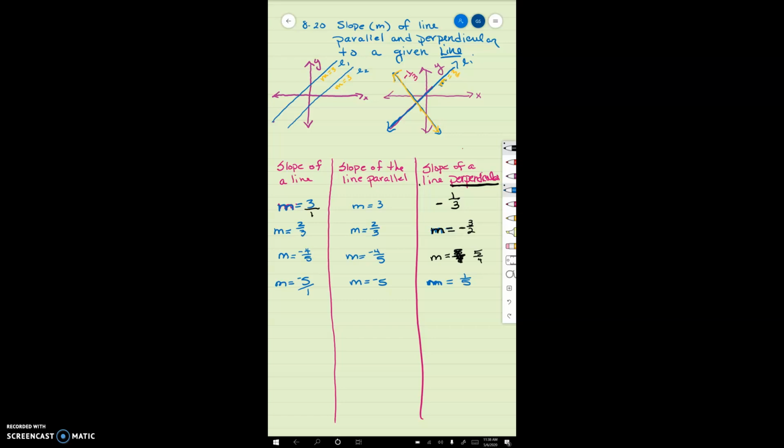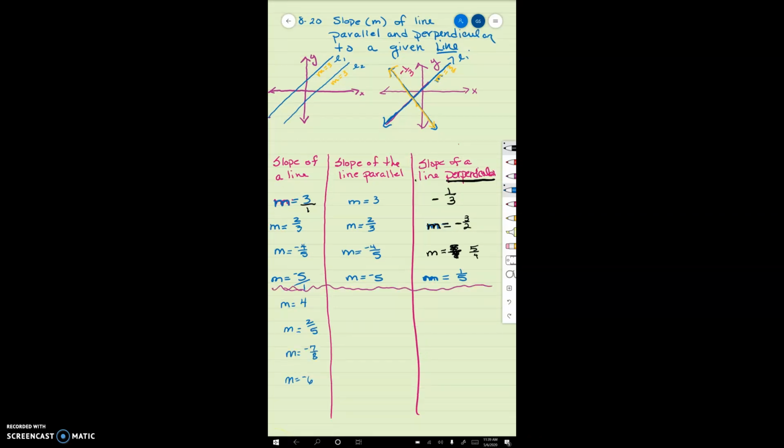And that's it for today, except for now you have to try some problems on your own. So I'm going to write some down. Just continue down the column. Okay, so here are your problems to try. You're going to write the slope of the line parallel, meaning the same slope, and you're going to write the slope of the line perpendicular, which means the opposite reciprocal, opposite flipped slope. So hit pause, try these out. When you come back, the answers will be there.